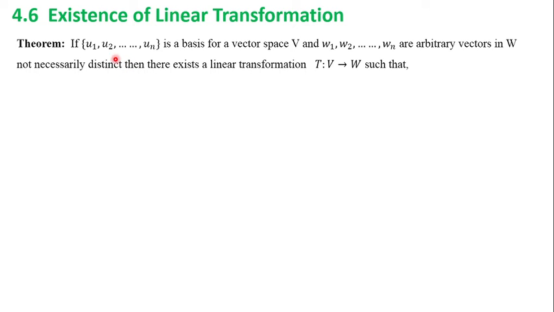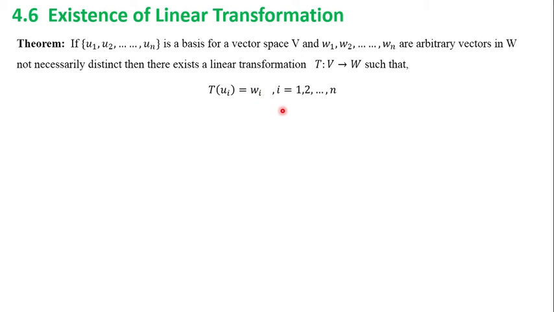It is a theorem. If the set containing vectors u1, u2, etc. un is a basis for vector space V and w1, w2, etc. wn are arbitrary vectors in W, not necessarily distinct, then there exists a linear transformation T from V to W such that T of ui is wi for i equal to 1, 2, etc. n, and that means T of u1 is w1, T of u2 is w2, etc.